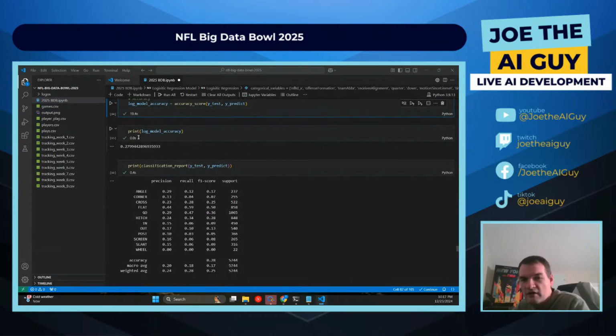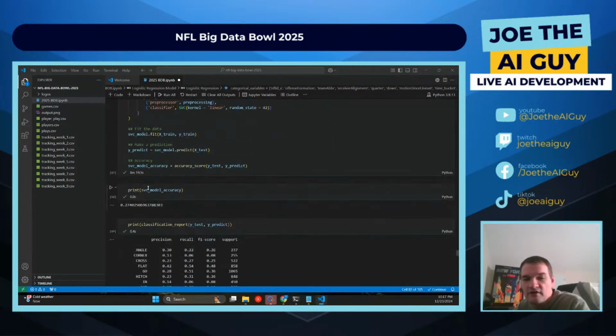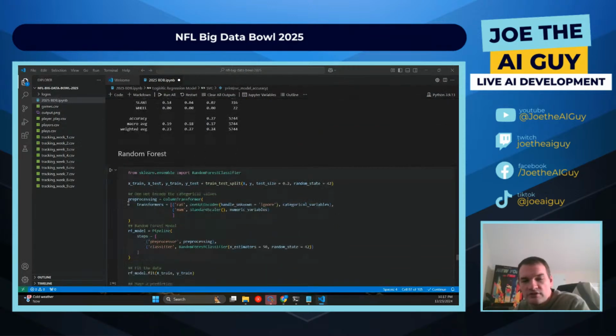But you see here, the model accuracy actually went down. We were 29.7% before, and now we're 28% overall. So about a 2 percentage point drop. Support vector classifier, this one dropped about, I think it was 0.5 percentage point. So it didn't particularly help.